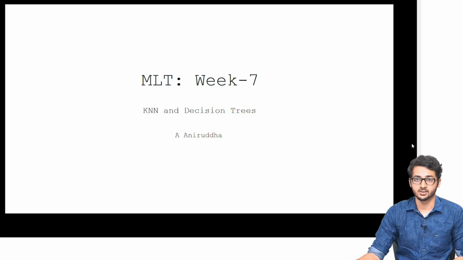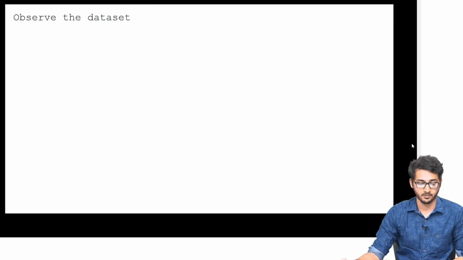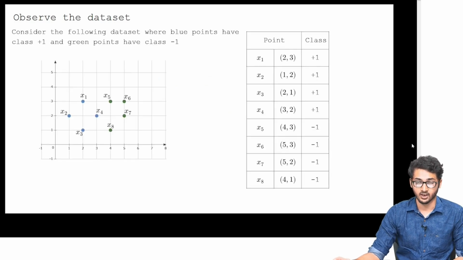Hello everyone. In this video we are going to go over the companion slides and notebook prepared for week 7, covering the topics KNN and decision trees. First, let us have a look at KNN. So first we have a look at the dataset.